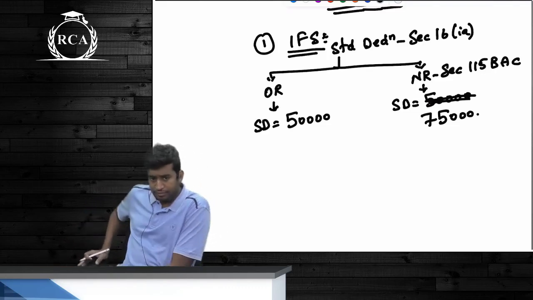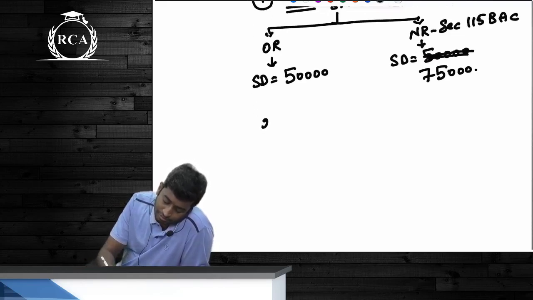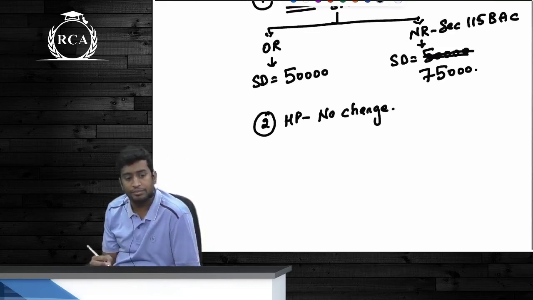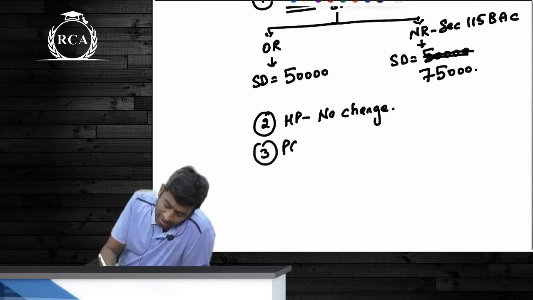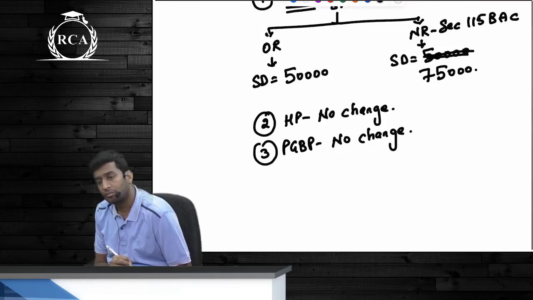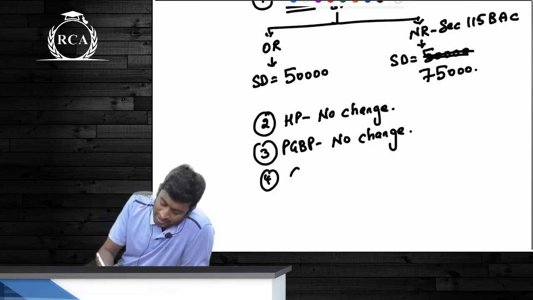Okay, done. Next head of income. House property: there is no change. Next head of income. Next head of income after house property, guys, in this also there is no change.